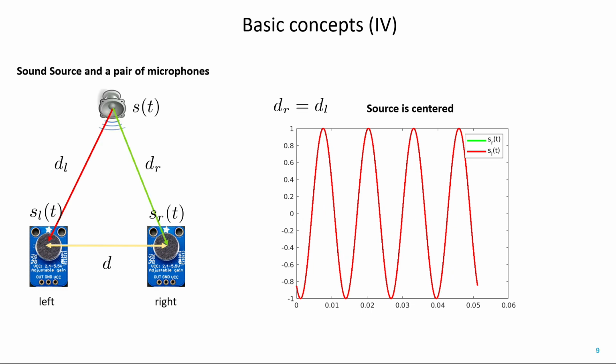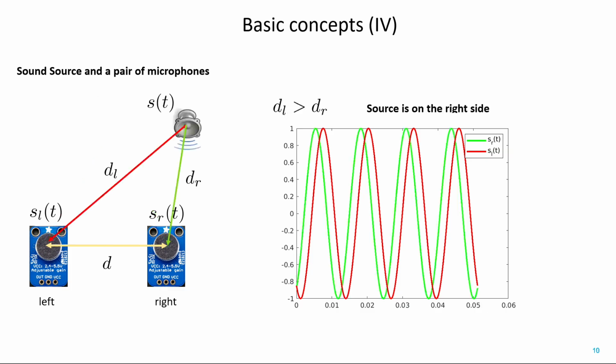Let's now consider the case where the source is exactly centered, equidistant from both microphones. Here dr equals dl. The sound takes the same amount of time to reach both microphones, and so the two signals are exactly the same. Finally, let's consider the source being on the right side. Now the distance to the left microphone is greater than the distance to the right microphone. In this case, sound reaches the right microphone first. In the plot, you can see that the green signal arrives earlier than the red signal.